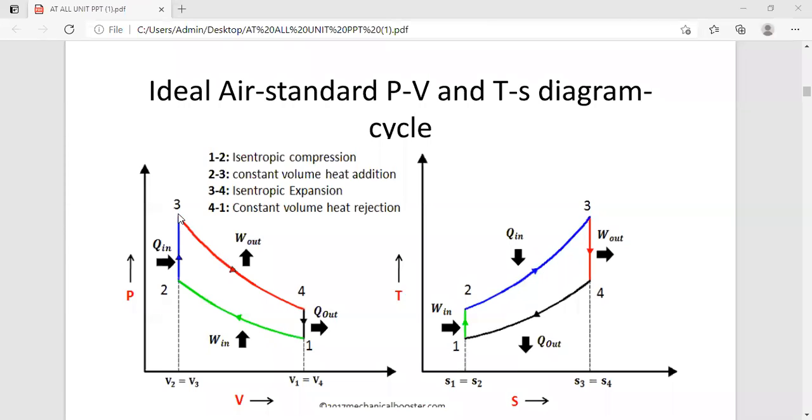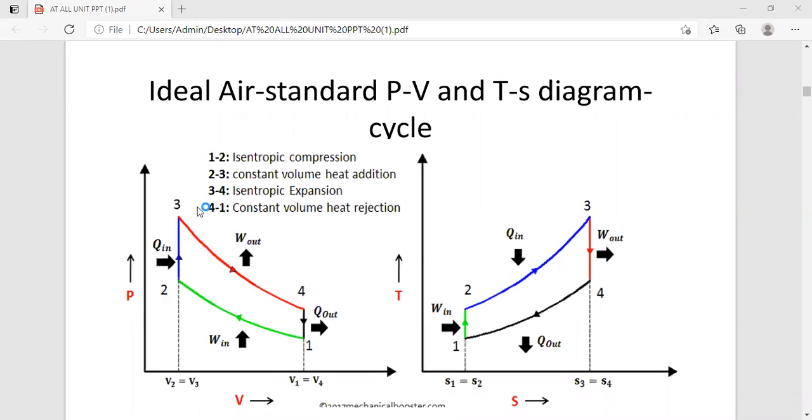So whenever there is heat addition, you may observe the entropy is increasing, also temperature is increasing. Next process, 3 to 4 process. During this 3 to 4 process, the entropy parameter is constant, and this is called the isentropic process. And during this process, the volume gets increased and pressure gets reduced. So this is the isentropic expansion process. During the expansion process, the volume is increasing and pressure is reducing.